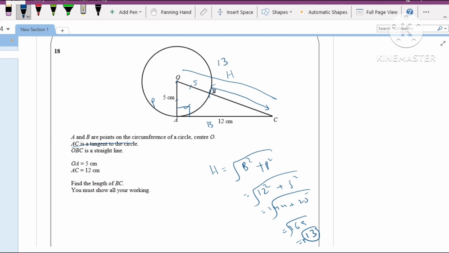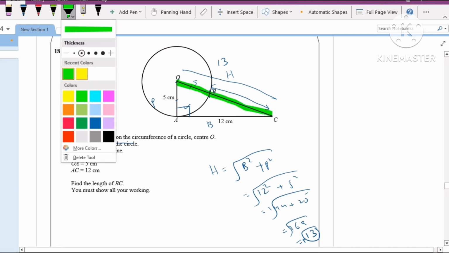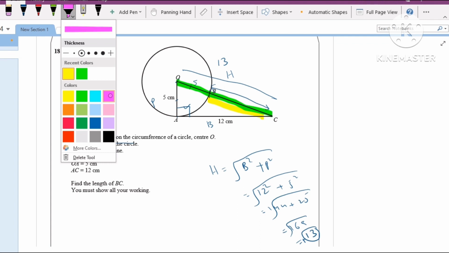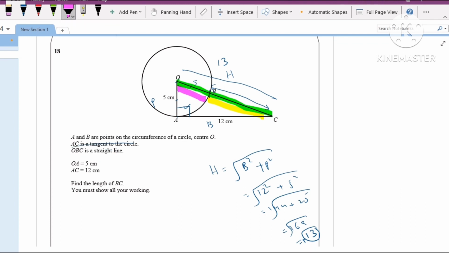It means this is 13. We have to find the length here. So this is 5, this is 5. So you will take away this 5 from the total 13, that will be 8 centimeters. That's done. So this is question number 18. Move to question number 19 now.